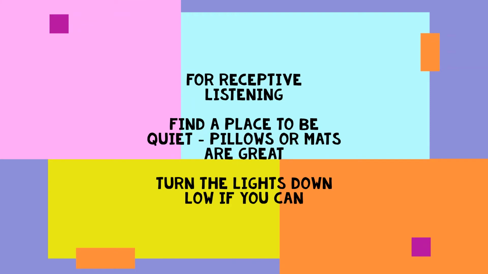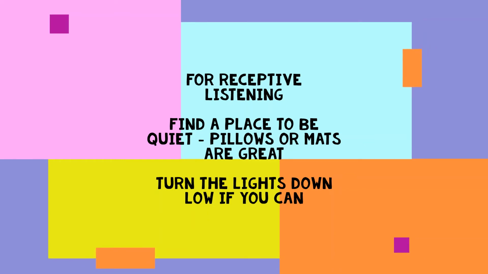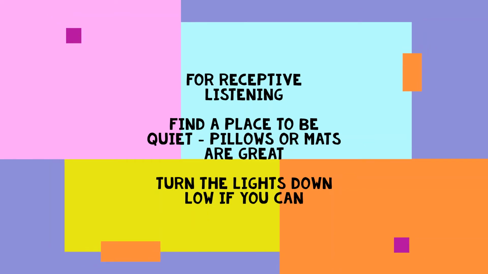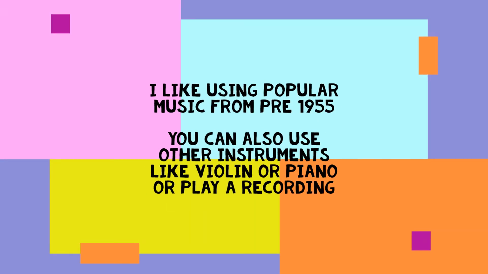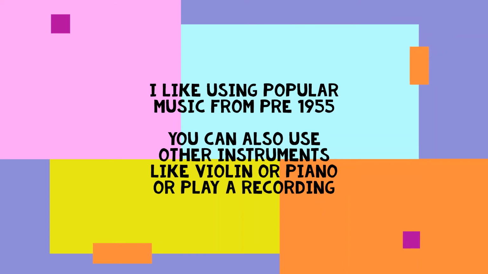This song is for receptive listening. I encourage participants to lie down or find a place to be quiet. If parents and guardians are in the room, children can find a loved one to cuddle. I also allow quiet, slow dancing to the song as long as it doesn't bother other children. I usually turn the lights down low for this song, if I can, in the room I'm using. I like using folk songs or popular songs from pre-1955 as my songs of choice.